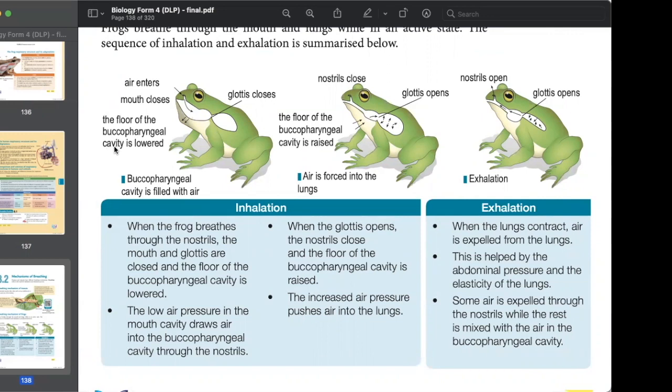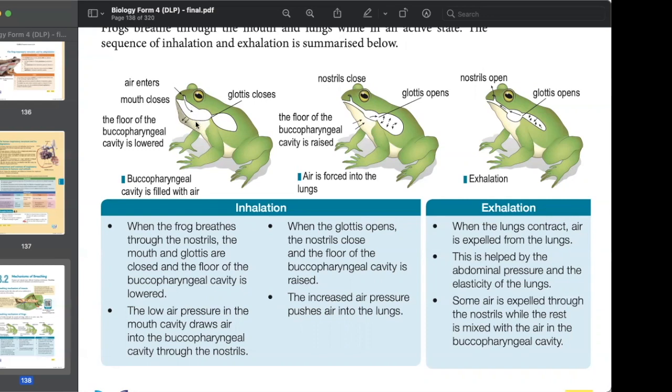Okay. So ini nama dia panjang sikit, buccopharyngeal. Panjang kan? Tak apa, insyaAllah. Awak hafal Quran boleh, takkan nama ni tak boleh ingat. Okay. Nama dia apa? Nama dia buccopharyngeal cavity. Okay, so ruang yang ada kat sini, nama dia adalah buccopharyngeal cavity. Boleh faham? Floor ni maksudnya ini adalah dia punya dinding, lantai dia ni. Cavity tu ruang kat sini. Okay, floor ni maksudnya dinding lah.